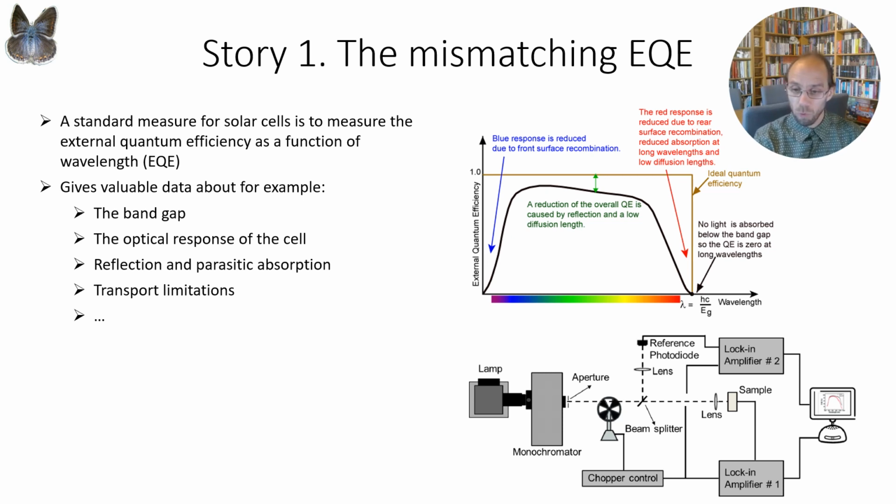The first story of today concerns external quantum efficiency, which is a standard measurement in the PV toolbox. And from such a measurement, you can extract a lot of interesting things. You could, for example, get data about the optical response of your cell, or the bandgap of your photoabsorber. You can get data about parasitic absorption and reflections, and get some hints about transport limitations and some other things as well.